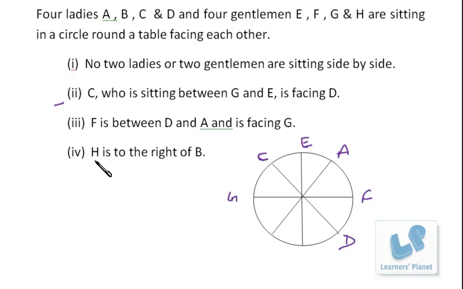Now this is complete. H is to the right of B. So the right position, how can we get the right position? If I position H over here, then on the right side of that we can make B sit. So H will be here and B will be here, right? The reverse arrangement cannot be done. I'm sorry, we want H to be on the right of B, so B will be here and H will be here. Now this is the complete arrangement.